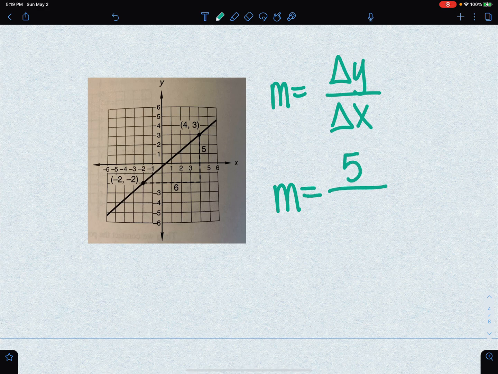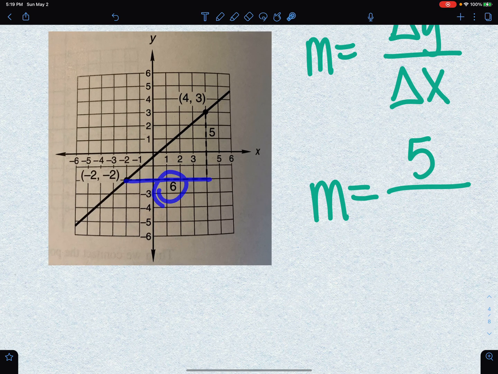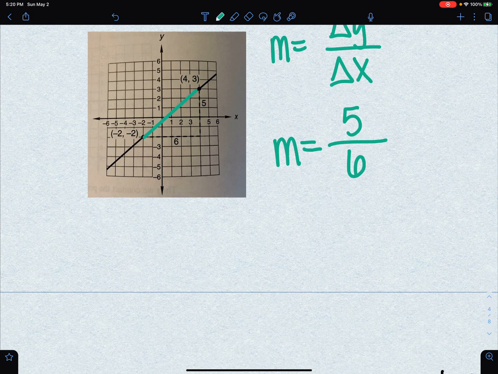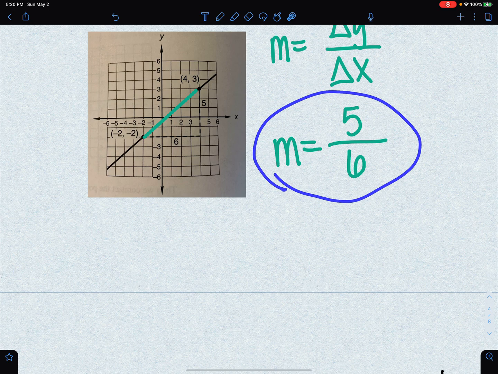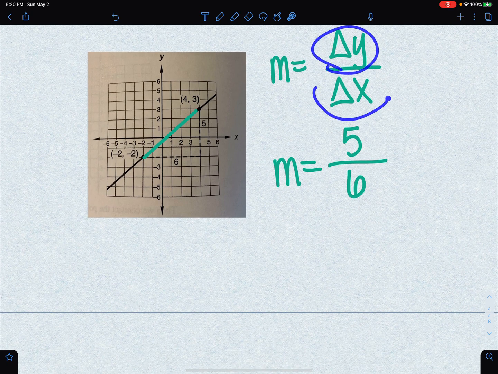5. And then what's the change in x? That's this one. You can count the units. You can see that they drew a 6 there. So the slope is 5 over 6. And then what is the sign of the slope? It's positive because this is sloping upward. Okay, so the slope we just figured out is 5 over 6. And it's just the ratio of rise over run, or the change in y over the change in x.